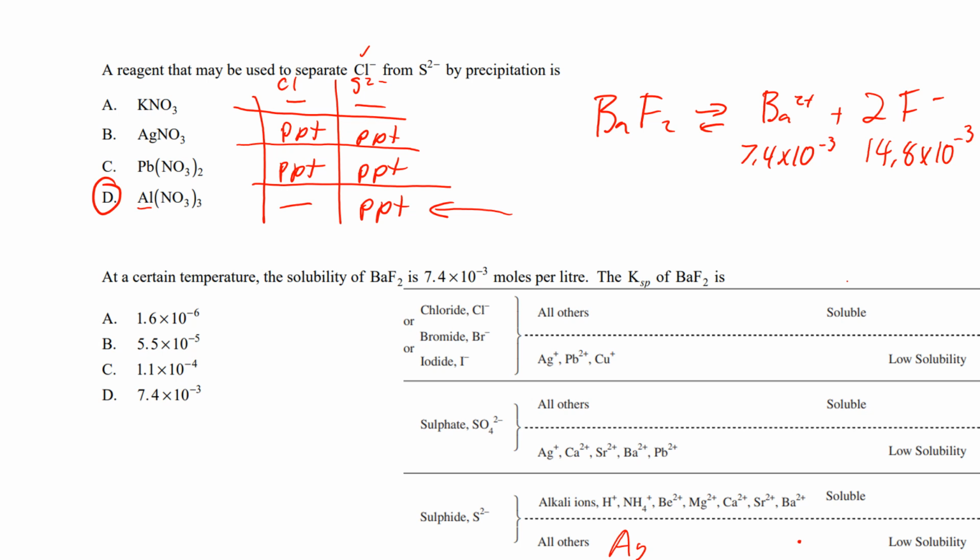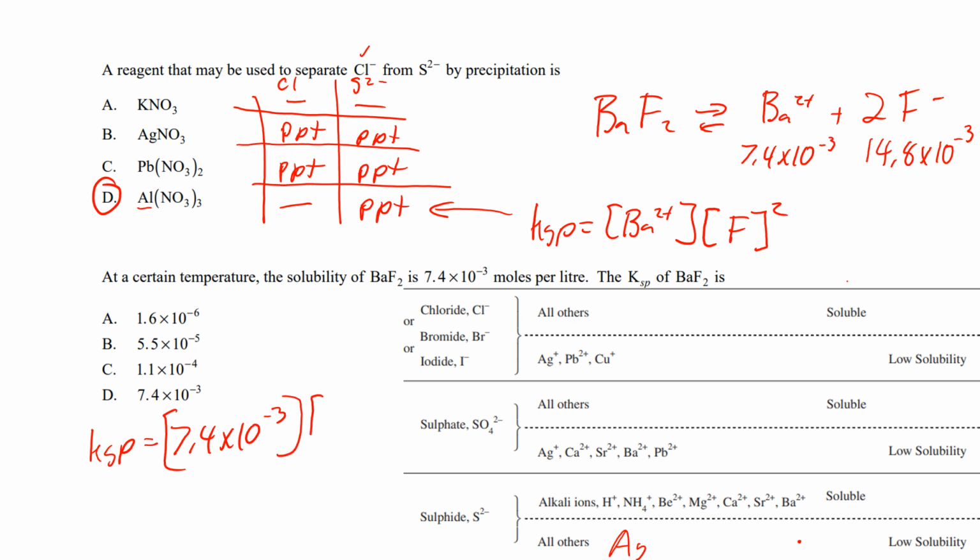Now we have this thing right here. I'm just going to write my KSP expression. My KSP for this thing is going to be barium times fluoride squared. Okay, plug in my values. KSP is 7.4 times 10 to the minus 3 and 14.8 times 10 to the minus 3.